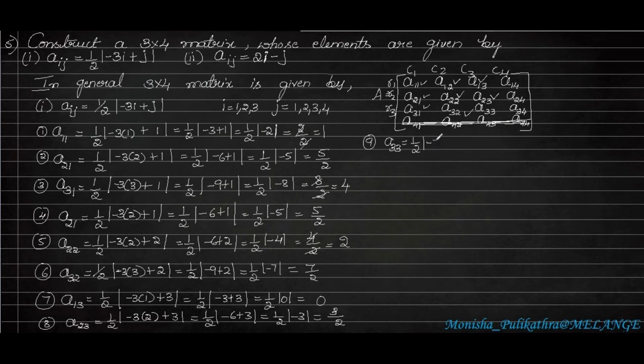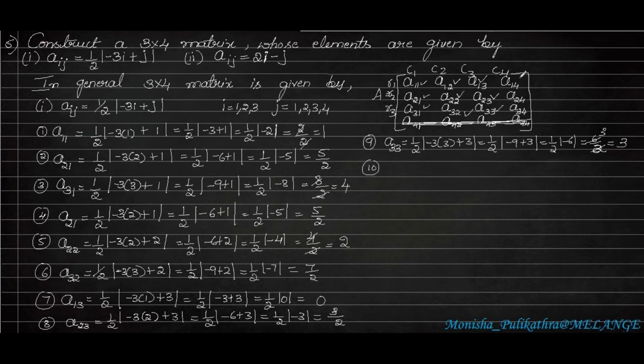So i is 3 and j is also 3. So half times (-3 × 3 + 3). Minus 3 3s are 9 plus 3. Half times (-9 + 3) is minus 6. So when you take out the sign, it will become positive 6 by 2. So 2 1s are 2, 2 3s are 6. So A33 is equal to 3.